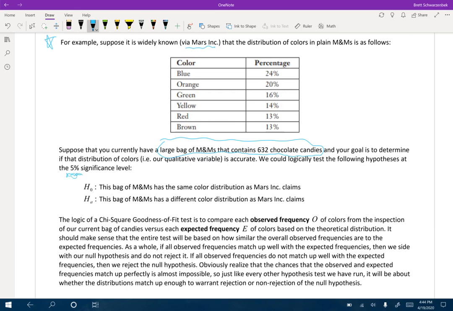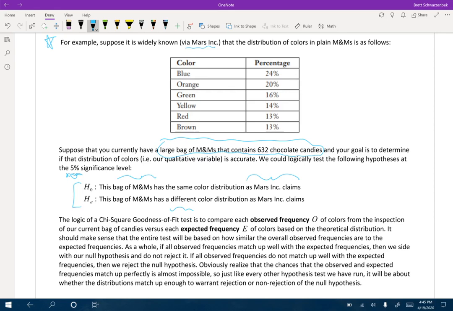So here are your hypotheses. It says the bag of M&Ms has the same colored distribution as Mars Inc.'s claim. So what is it saying? It's saying our current distribution is the same as the theoretical distribution, whereas the alternative is going to say that they are different. So your words are going to be very similar. It's just one's going to be the same and one's going to be different.